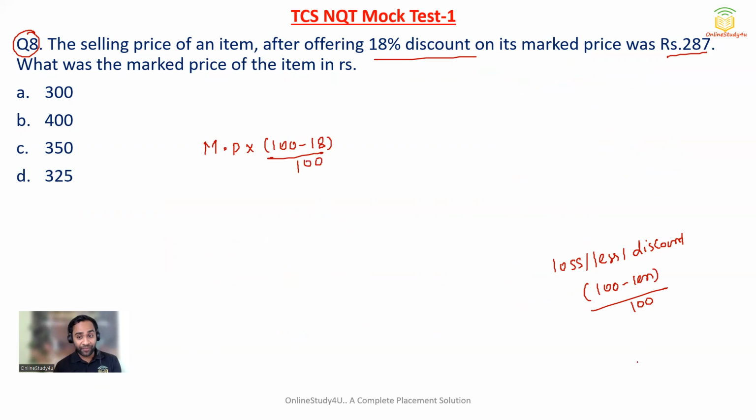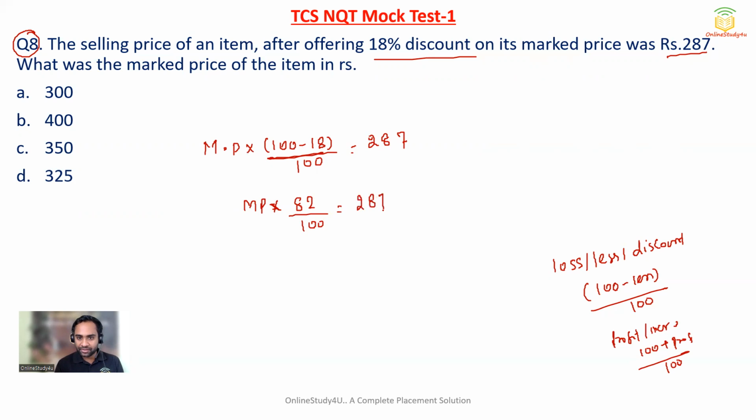Sir, what if there is a profit? What if there is an increment? In that case, you have to add it to 100 and then divide by 100. Okay, now in marked price, when you are giving 18% discount, then the price is becoming 287 rupees. So marked price into 82 divided by 100, since 82 plus 18 is 100, is equal to 287. So MP will be equal to 287 by 82 into 100.